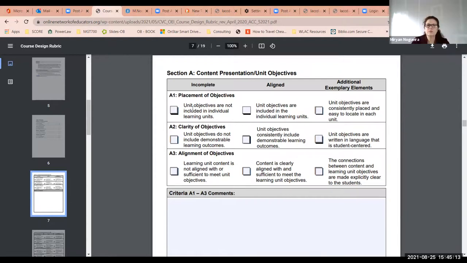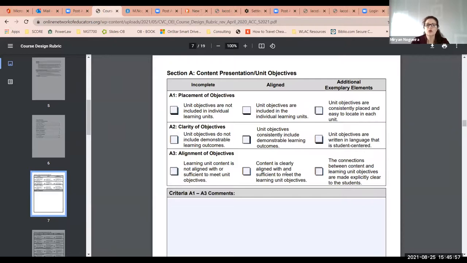You will ask, okay, are my unit objectives included in the individual learning units? If not, it's incomplete. If it is aligned, all unit objectives are included in the individual learning units. So I have a module one or week one, and I have that first page of introduction. I call it the introduction page. This is nothing more than the unit objectives. So those are included there. And if the unit objectives are consistently placed in an easy place to be located, I get exemplary elements. Everybody should be very happy to be aligned, but we always have to strive to be exemplary, right?